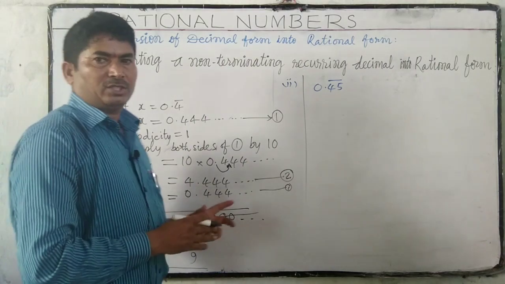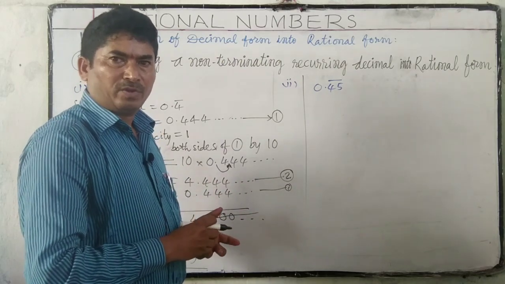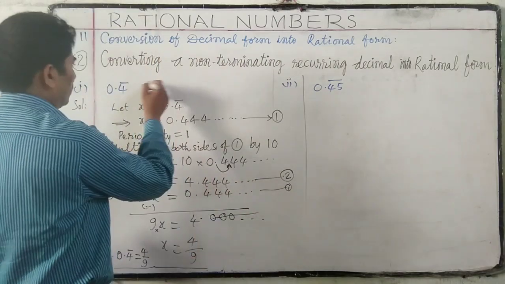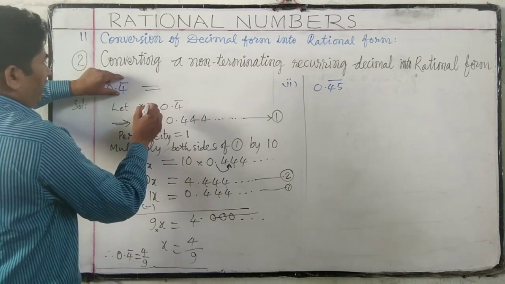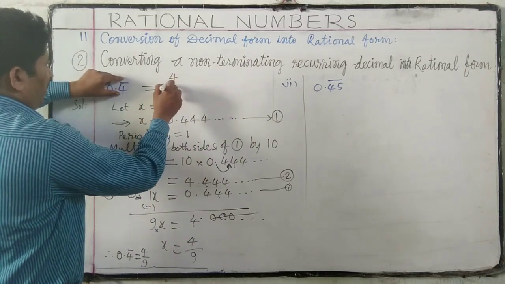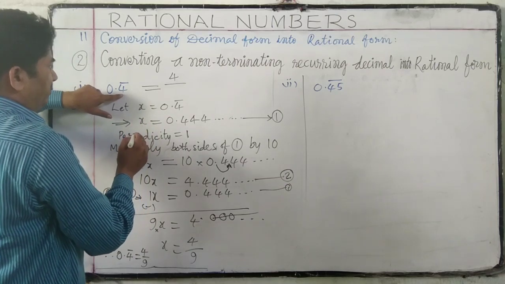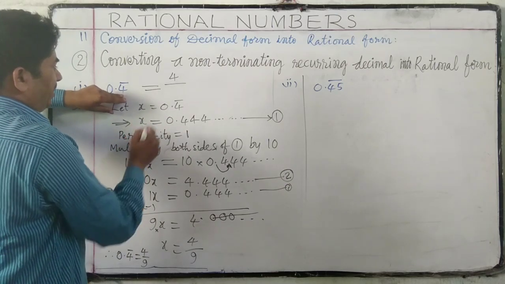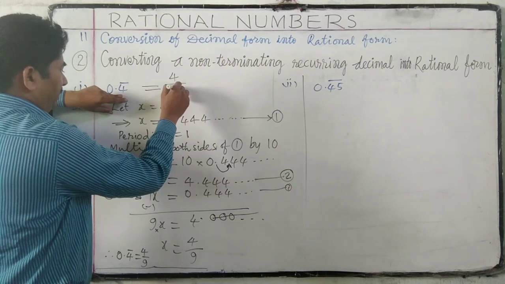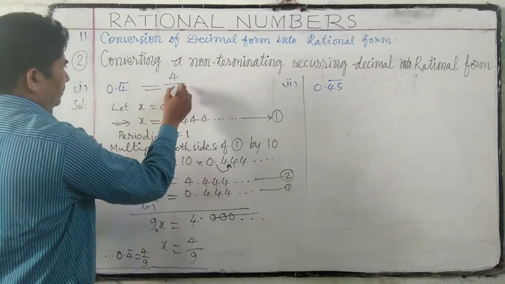Without doing this much process also, we can write the answer. Write the recurring part as the numerator, and as many nines as there are digits in the recurring part. 9, one 9 we have to write. This is the answer.